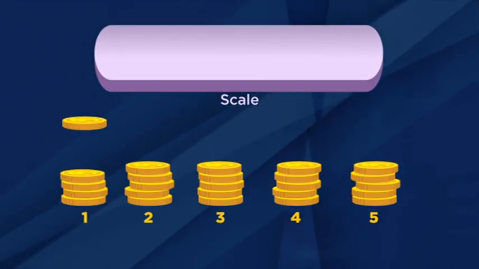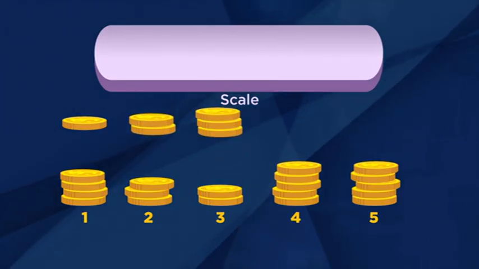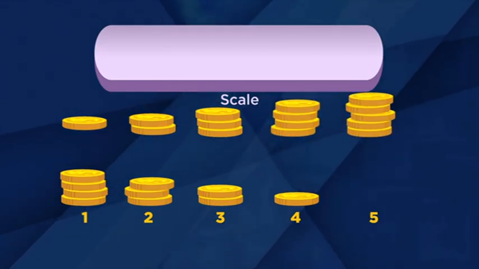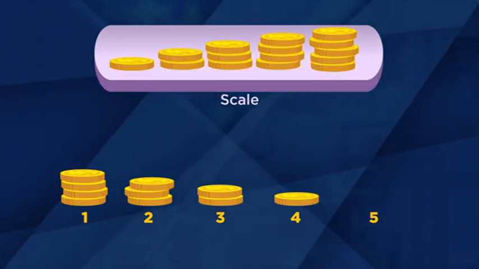Let's see how this might be done. Of course, you could just weigh 1 coin from 1 stack and hope you get lucky, but that's not really in the spirit of things. We want to know for certain. The trick is to take 1 coin from the first stack, 2 coins from the second stack, 3 coins from the third stack, 4 coins from the fourth stack, and then all of the coins from the last stack. Put all 15 coins on the scale and see what it says.